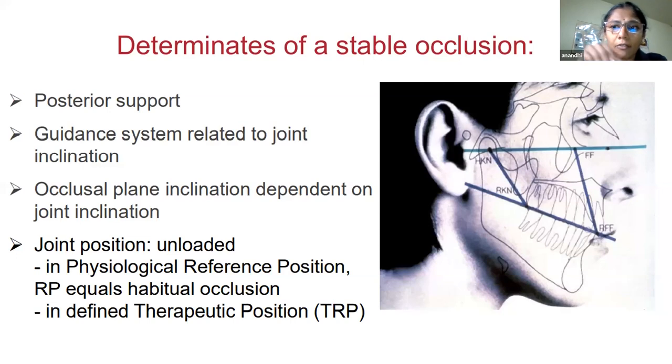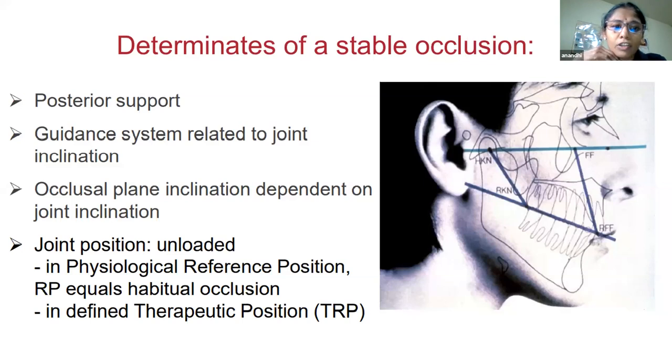Guidance system is how the lingual concavity of the upper anterior teeth is related to the joint inclination, and how the canine inclination is related to the joint inclination. That's what that means. And then the occlusal plane inclination depends on the joint inclination. So we look at the joint inclination compared to the occlusal plane inclination.